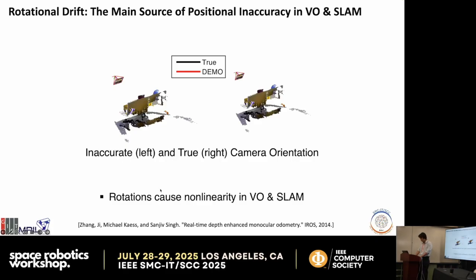The video should have illustrated the impact of rotational drift. On the left, we show a traditional method that estimates both rotation and translation jointly. On the right, the translation is estimated with ground truth rotation. So accurate rotation enables significantly more precise camera trajectory and 3D reconstruction.